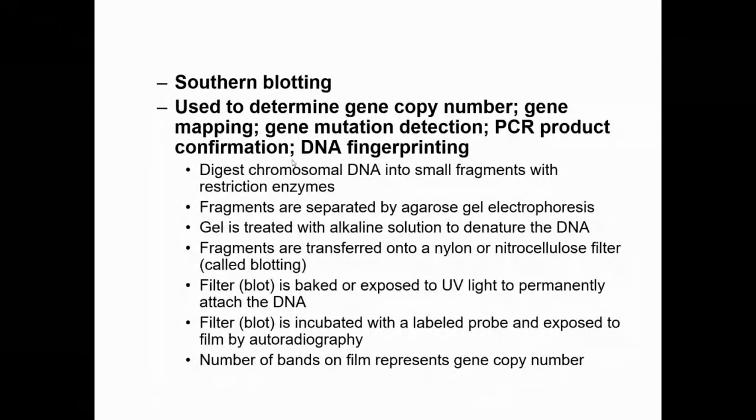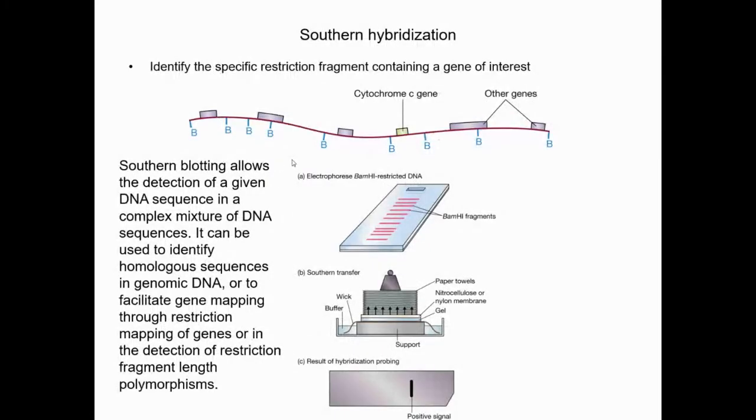For a Southern blot, basically you can use it to determine the gene copy number, gene mapping, gene mutation detection, PCR product confirmation, and DNA fingerprinting. The technique for Southern hybridization is you collect the genomic DNA, and then you perform the restriction digestion. After that, you perform gel electrophoresis, so that you will see a series of DNA fragments of different sizes, because these are fragments after the restriction digestion. Then you transfer these sequences from the electrophoresis to a membrane. Later on, you use the probe to identify the presence of a specific fragment and also determine the size of the fragment, so that you'll be able to determine the location.